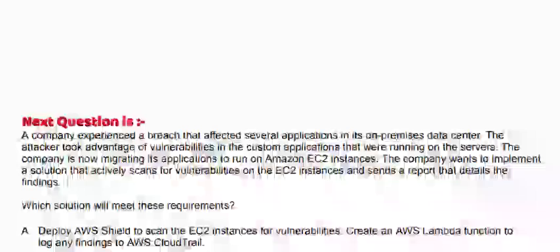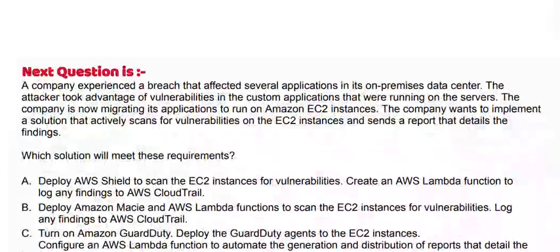Next question is: A company experienced a breach that affected several applications in its on-premises data center. The attacker took advantage of vulnerabilities in the custom applications that were running on the servers. The company is now migrating its applications to run on Amazon EC2 instances. The company wants to implement a solution that actively scans for vulnerabilities on the EC2 instances and sends a report that details the findings. Which solution will meet these requirements?